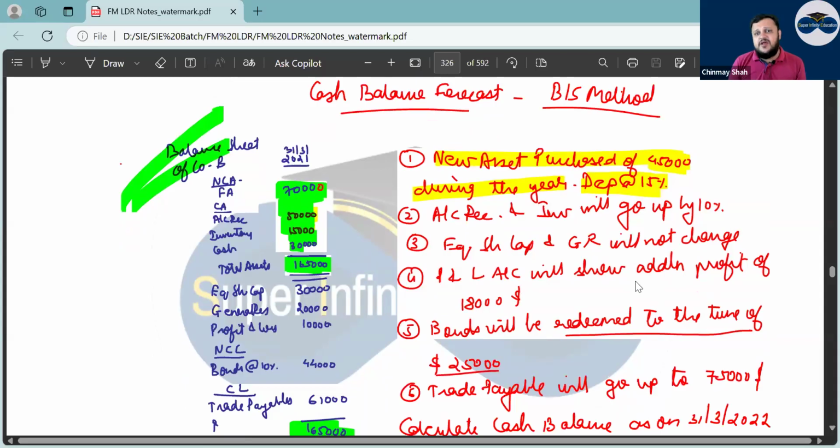Then you have the cash balance forecast balance sheet method, where a balance sheet is given to you. Generally, these questions come up in section A or section B. A balance sheet is given to you, and then certain adjustments are given. Each component of the balance sheet, other than cash, will have its own adjustment. If no adjustment is given, copy the same amount.